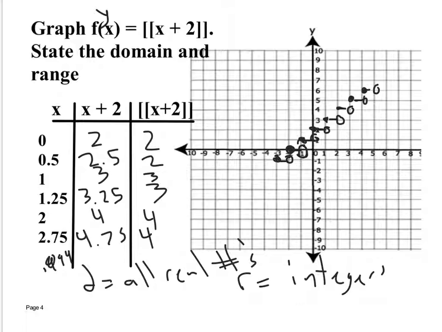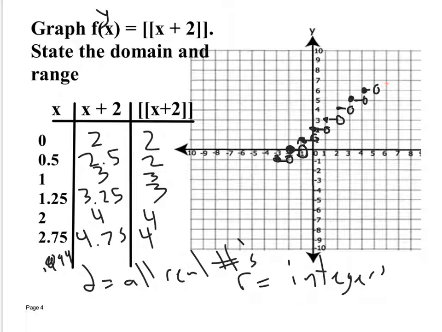The parent function, 0 was at 0, 1 was at 1, 2 was at 2, right? So actually adding 2 moves it to the left 2. Because the parent function was at 2, 2. This function's at 0, 2. Make sense? The parent function was at 3, 3. This function's at 1, 3. See how everything got moved back left 2 places?